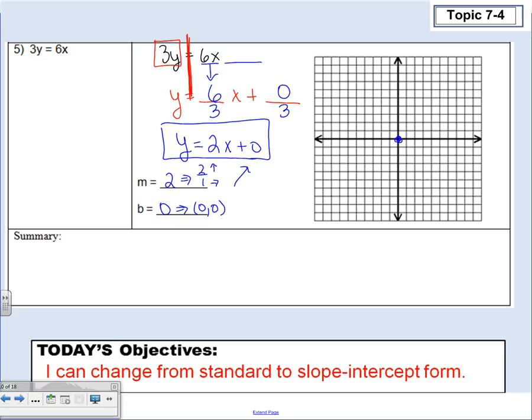We begin at 0, and now we're going to move up 2 to the right 1. Up 2 to the right 1. From that point, up 2 to the right 1. Continue to use the slope. Up 2 to the right 1.